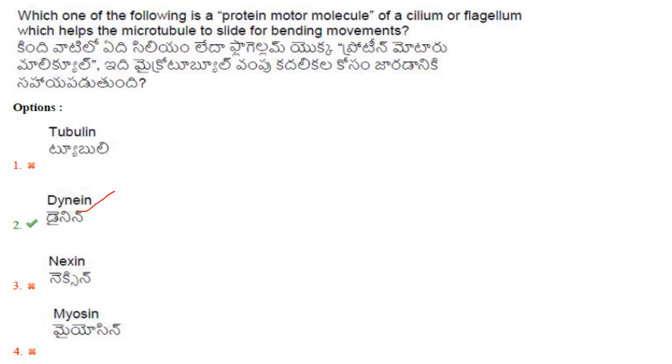Then next one. Which one of the following is a protein motor molecule of a cilium or flagellum which helps the microtubule to slide or bend for bending movements? It is dynein. Answer is option 2.